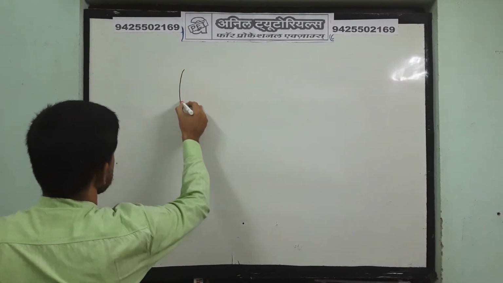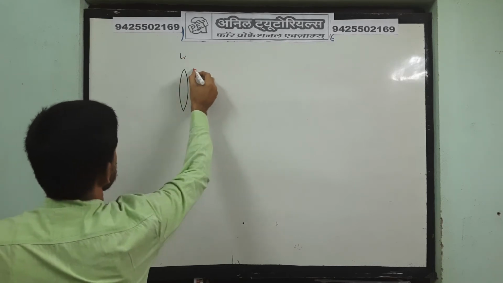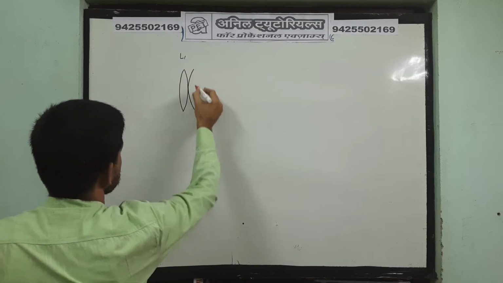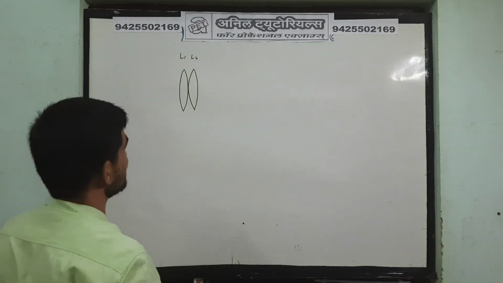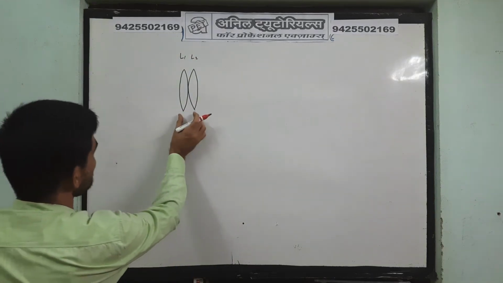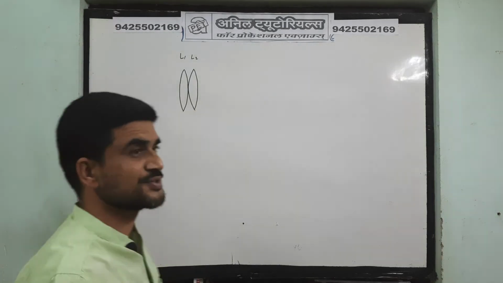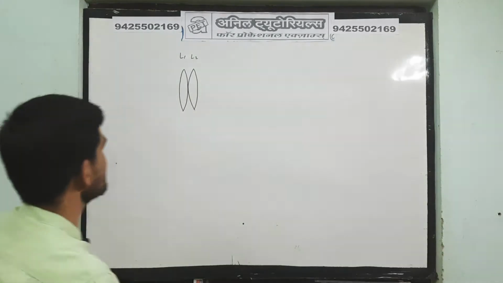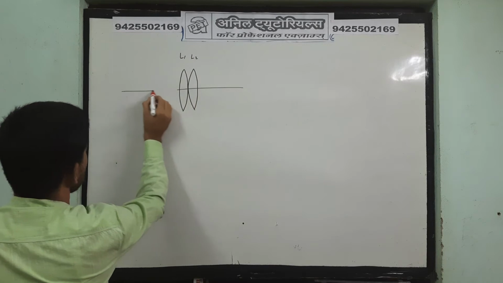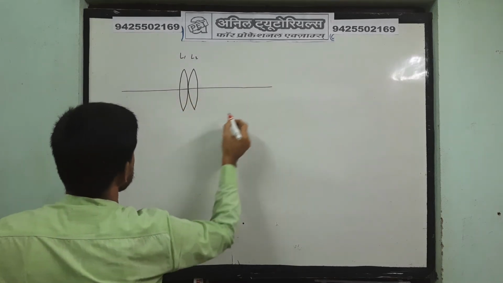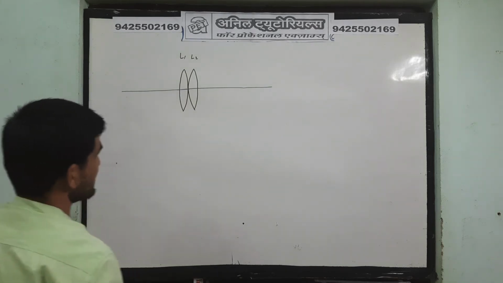Say one lens L1, and another lens L2. So this is a generalized formula. In my diagram I took two convex lenses, but it is a general formula we will derive. Both the lenses are very close to each other, there is no gap between them, and these two lenses are very thin. This is the optical axis, the principal axis, and these two lenses are parallel to each other.